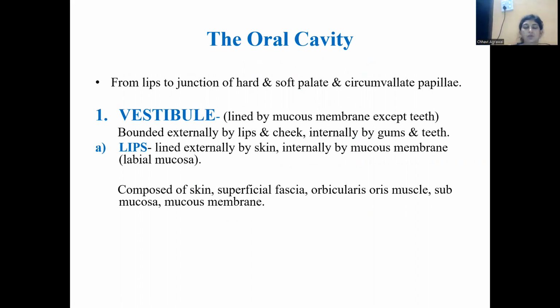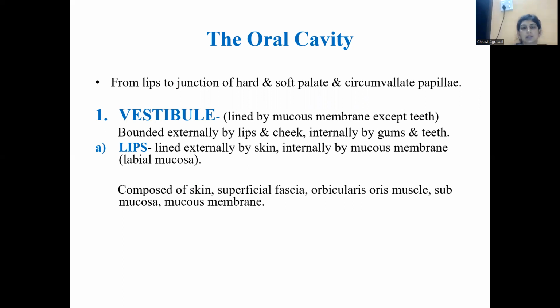It is basically divided into the vestibule and the oral cavity proper. The vestibule is lined by the mucous membrane except for the teeth. It is bounded externally by the lips and cheek, and internally by the gums and teeth.